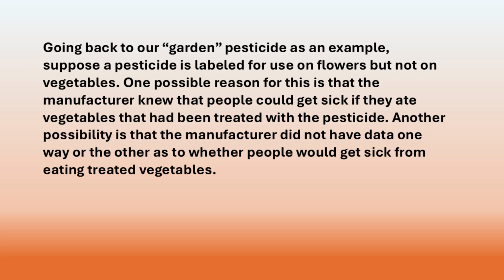Going back to our garden pesticide as an example, suppose a pesticide is labeled for use on flowers, but not on vegetables. One possible reason for this is that the manufacturer knew that people could get sick if they ate vegetables that had been treated with the pesticide. Another possibility is that the manufacturer did not have data one way or the other as to whether people would get sick from eating treated vegetables.